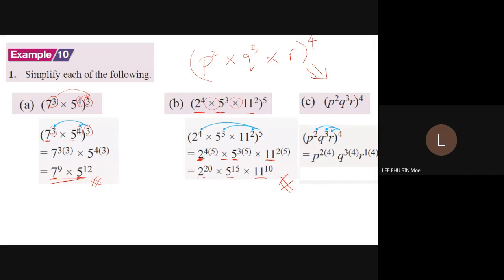So I think the previous two, no question, no problem. Only this one, please pay attention for this one. This one is 1 times 4. 1 times 4, the answer is still 4. This is the answer already. So this is the simple one for raising power, which involves multiplications. Now we go to the next one.